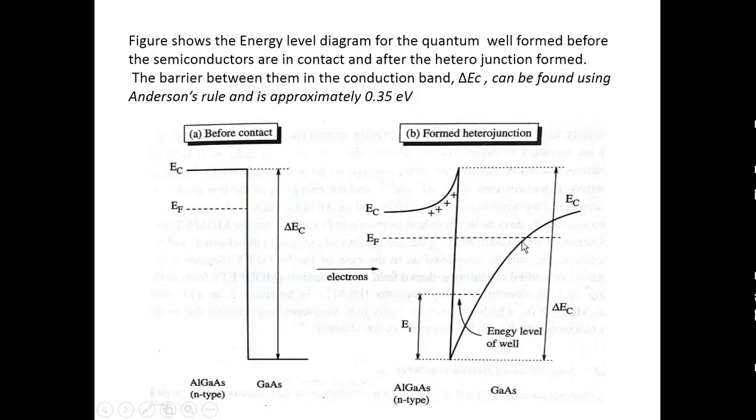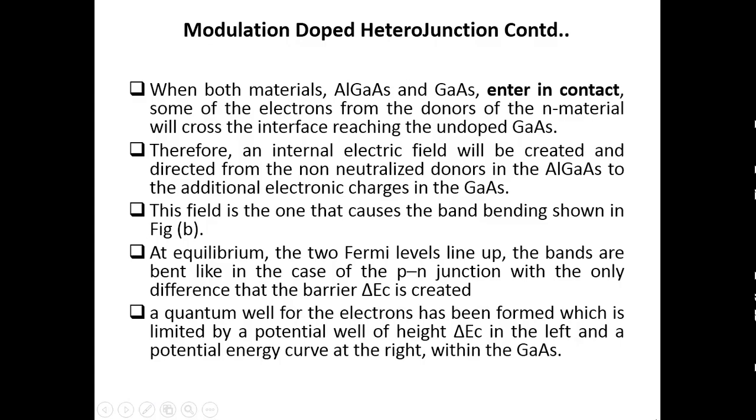So this is the energy band formed at the heterojunction, and this is the well formed at the interface between the two materials. This well is in the shape of a triangle. That is why it is a triangular quantum well with energy E1. This is the energy E1 of the quantum well formed at the interface. Now we will see how these are all possible.